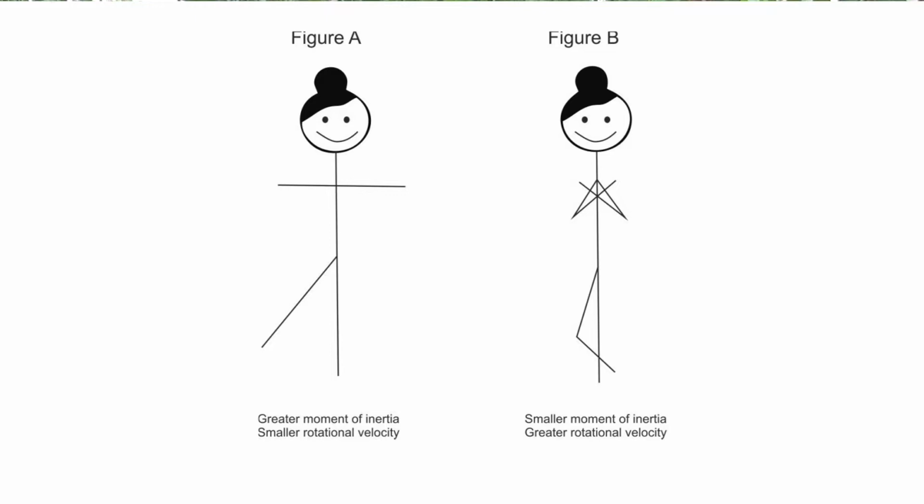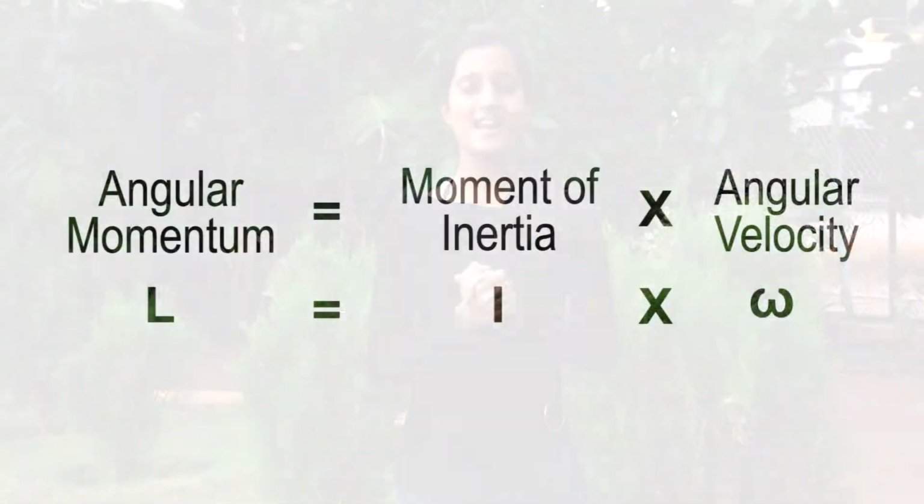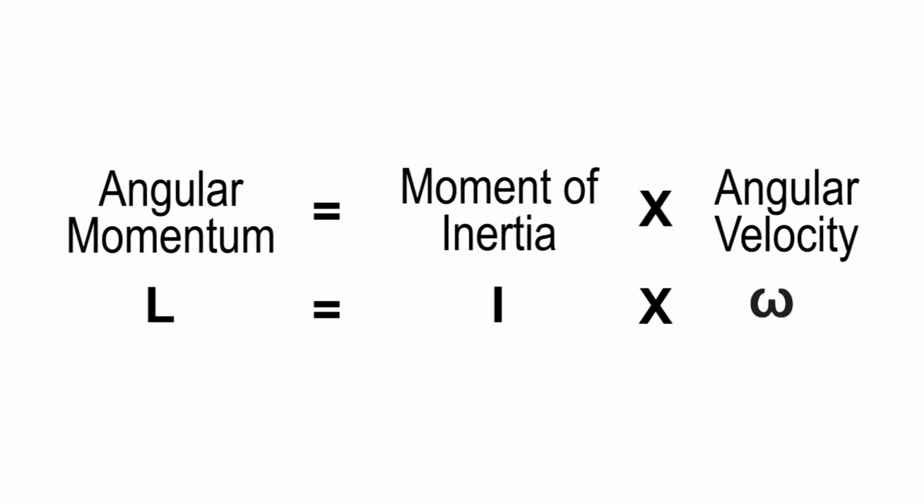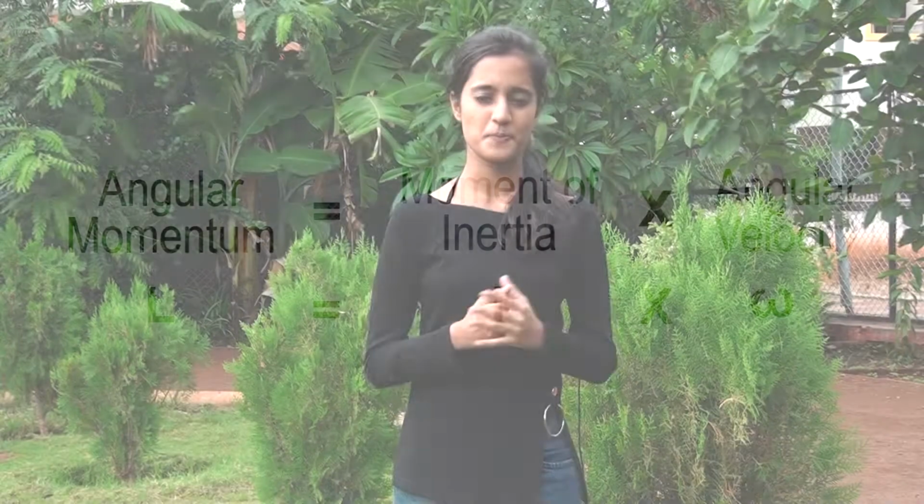Angular momentum is basically the quantity of rotation of a body, which is denoted by the letter L, and which is the product of its moment of inertia and its angular velocity. That is, L is equal to I into omega, where L is the angular momentum, I is the moment of inertia, and omega is nothing but the angular velocity. Angular momentum is constant as long as no external torque is applied to it.